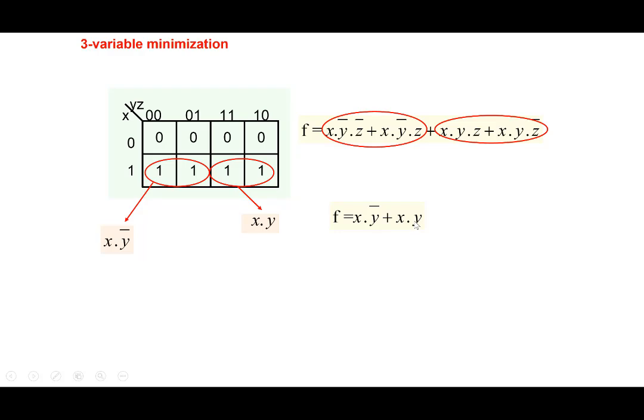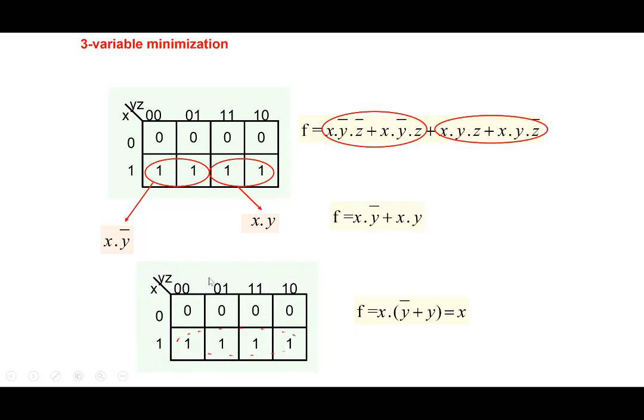But we can also see that this represents a term and this represents a term. We can further take x out here, and y plus y bar. So what it is saying is that it's not just possible to combine two terms. It's also possible to combine all four terms together here.